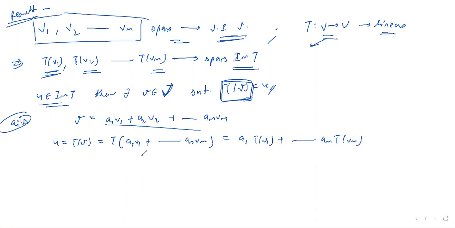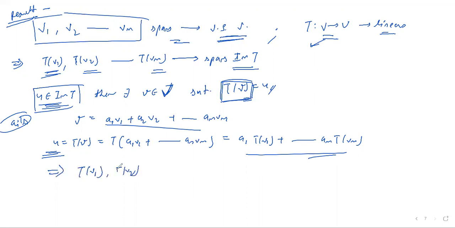So from this I got that I have taken u as a vector in the image set, and you can see that every vector in the image set can be written as a linear combination of T of v1, T of v2 to T of vm. I have written it like this. So the result is that T of v1, T of v2 to T of vm span the image of T, as it is written as their linear combination.